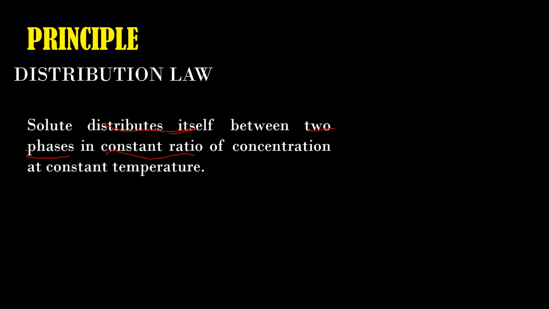It means that the solute distributes itself between two phases in a constant ratio. It doesn't depend upon the concentration. The ratio always remains constant. For example, if we have 10 grams of a solute or 10 moles of a solute, let's say it is distributed like 6:4, and if we had 100, it will be distributed like 60:40.